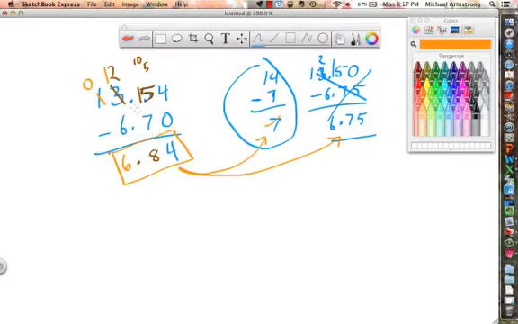Now, the lesson mentions that sometimes it's easy to check your work by adding the thing that you're subtracting, 6.70, and your answer. So your difference. So this is the difference. This is what you're subtracting from 13.54. And if we add those back together, if we just want to check our work, we can. And we can do this without borrowing. So 0 plus 4, 7 plus 8 is 15. Carry the 1. 6 and 6 is 12, plus 1 is 13. So 13.54, and that's what we had. So we must have done it right. Okay.